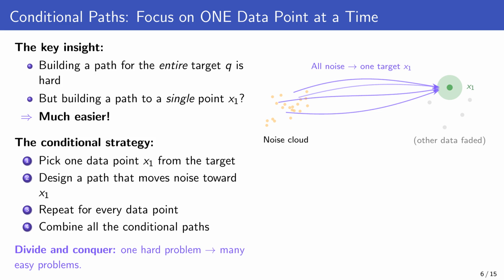The conditional strategy works as follows. First, pick one data point x1 from your training set. Second, design a path that moves noise toward that specific x1. Third, repeat this for every data point in the dataset. Fourth, combine all of these conditional paths to recover the full path from noise to the target distribution. This is a classic divide and conquer approach. One hard problem becomes many easy problems. On the right side of the slide, you can see the picture. Many noise particles are all converging toward a single highlighted data point, while the other data points are faded in the background.